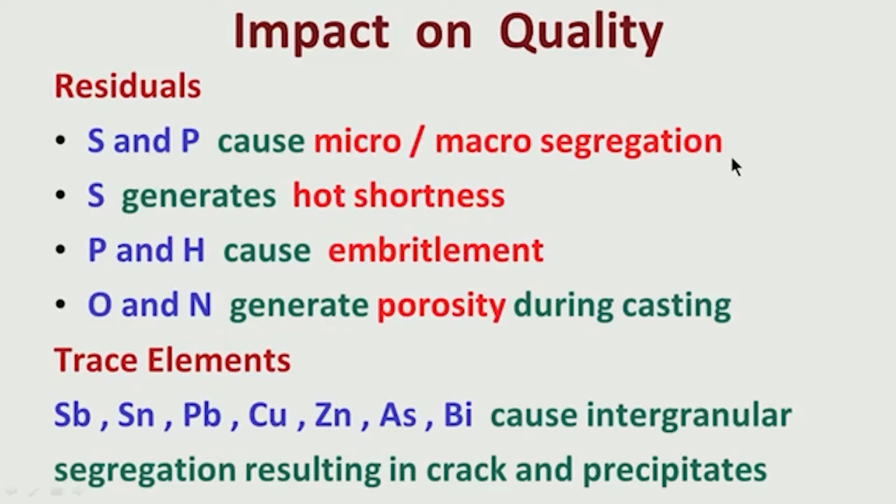So this sulfur and phosphorus, we have to be careful, they have to be within limits, otherwise we have a mode of micro segregation which will lead to a lower amount of solidus. I will discuss this in detail later on. Now, another problem of sulfur is that it generates hot shortness. I will try to explain what it is.